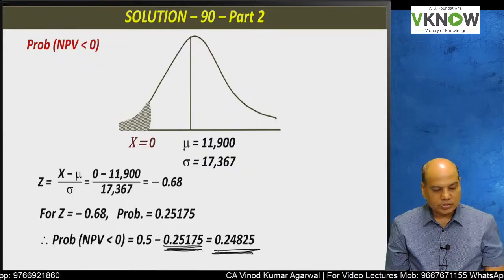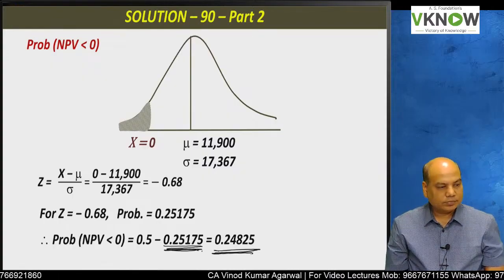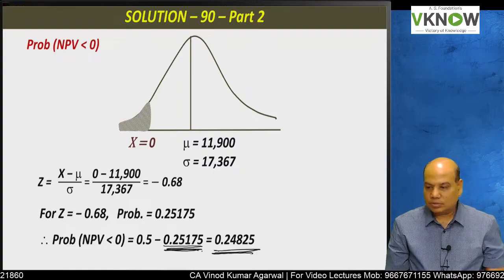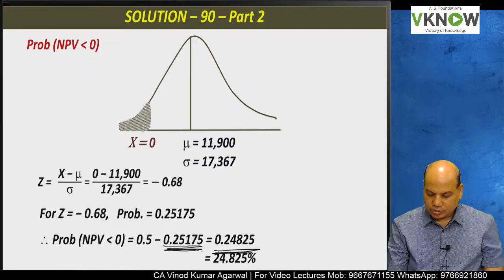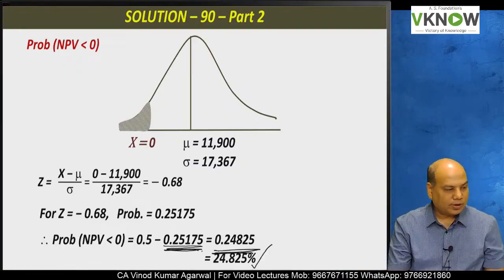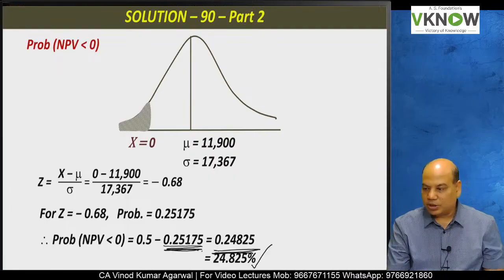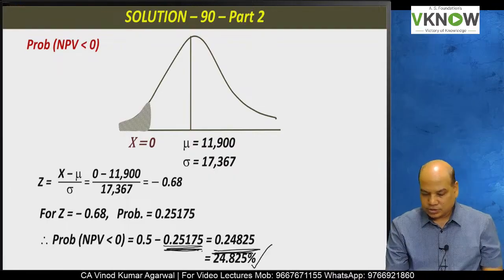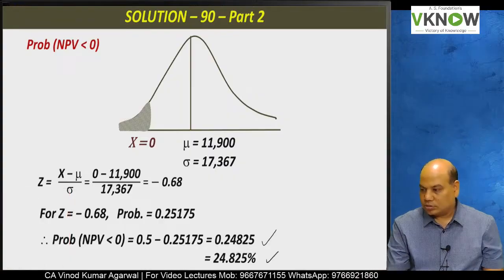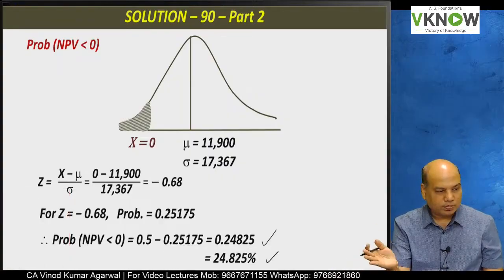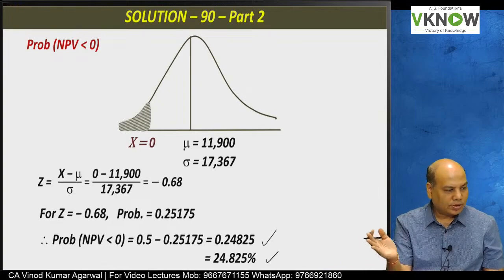So this is the answer of this question. Little lengthy question, but we have successfully executed this. Write down percentage also, 24.825%, because sometimes the institute deducts marks for this also. You can't help it. Write both, points also, percentage also.